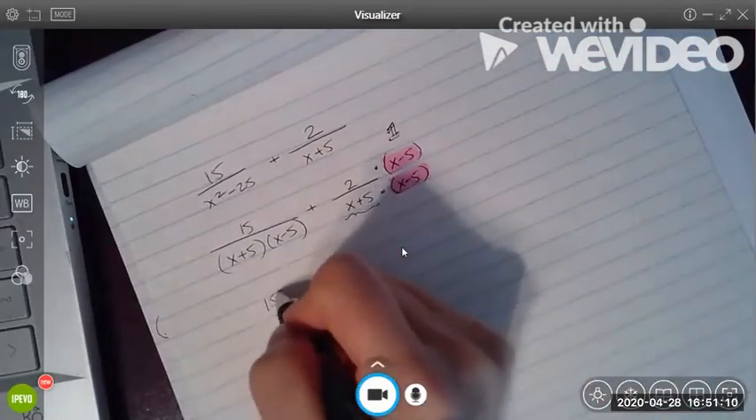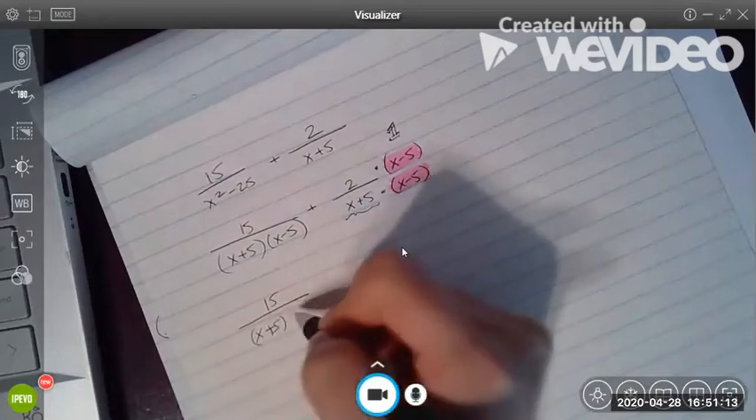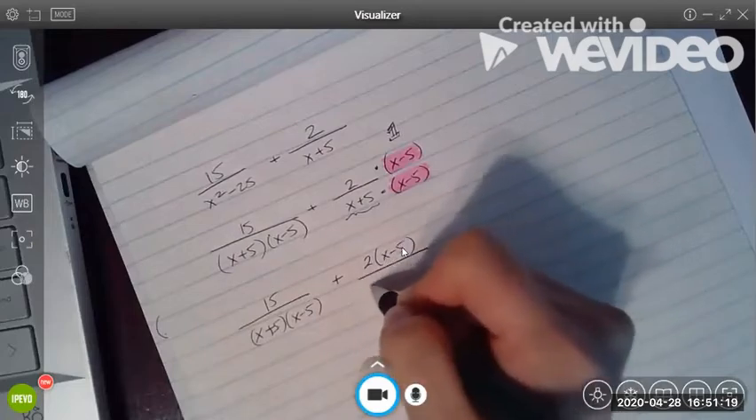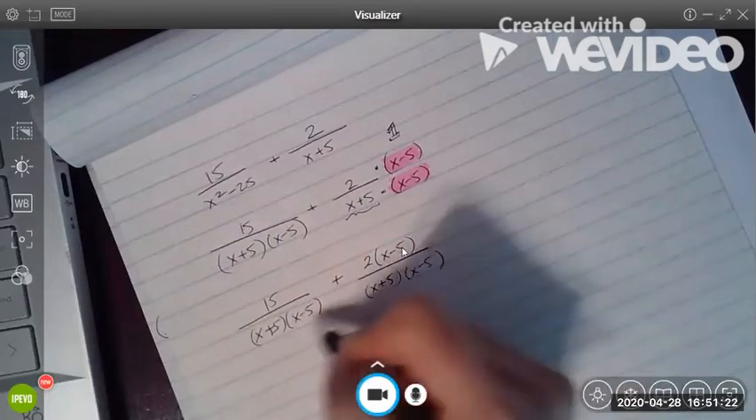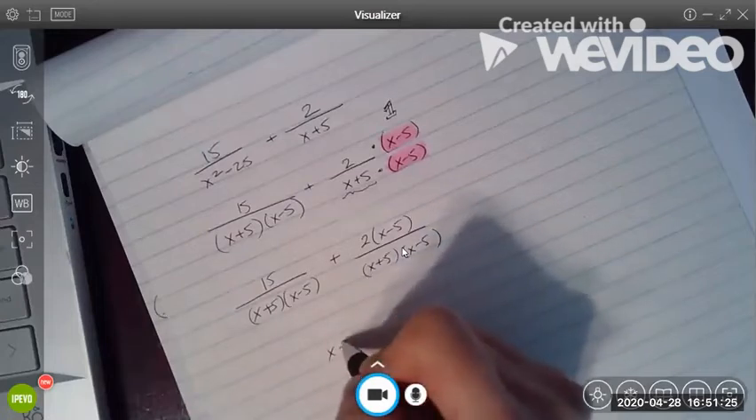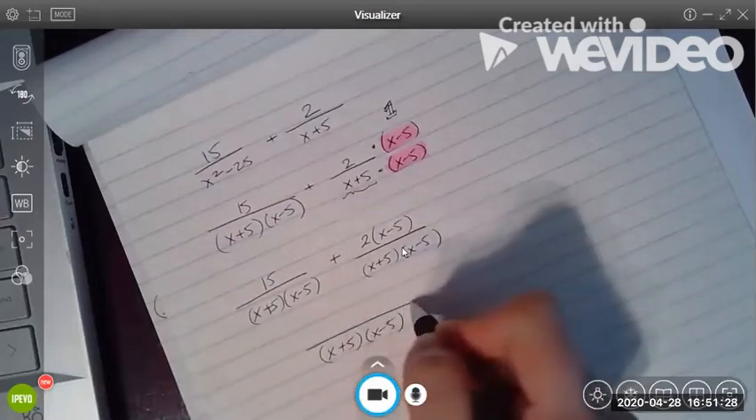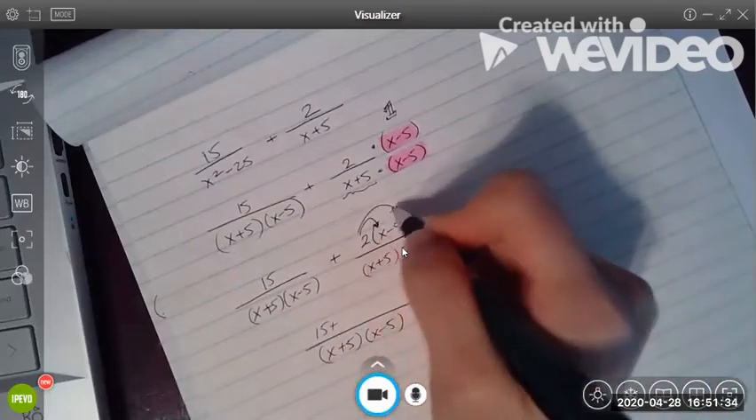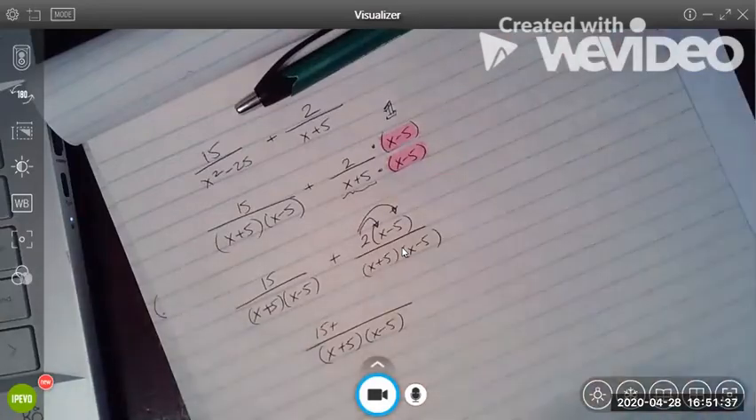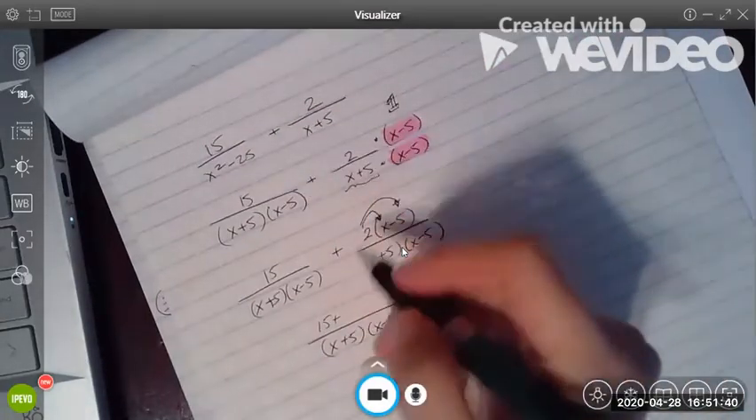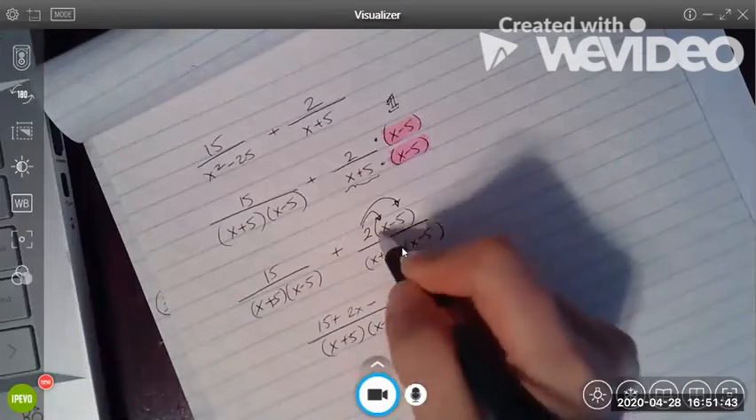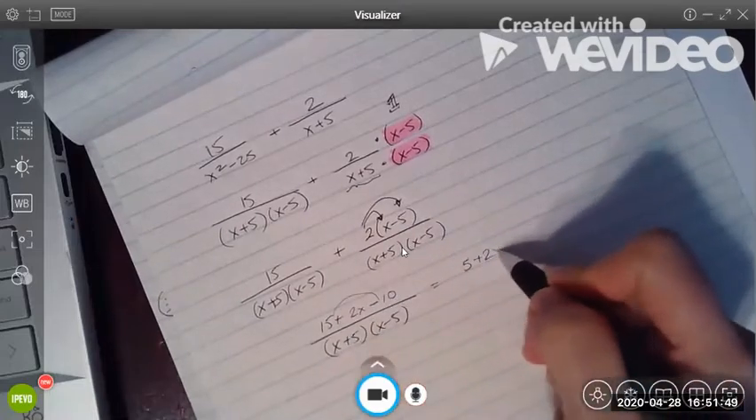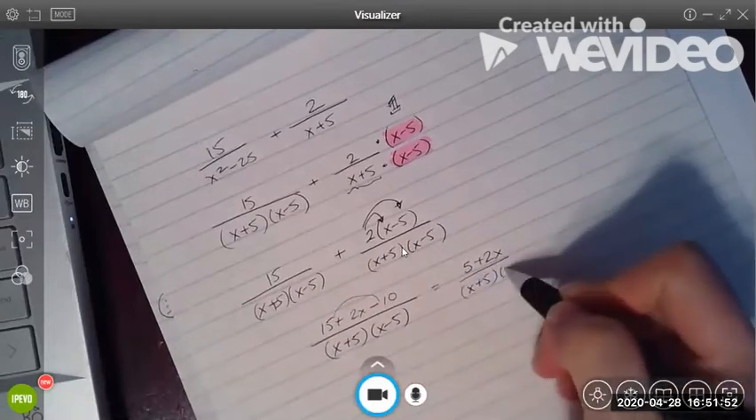So the first fraction stays the same, 15 over x plus 5, x minus 5. And the second fraction becomes 2 times x minus 5 over x plus 5, x minus 5. You'll see a lot of teachers actually just combine it at that step. So my new denominator has both pieces. My new numerator is 15 plus, and here's where your distributive property comes in, 2x minus 10. So my answer here is 15 minus 10, so 5 plus 2x over x plus 5, x minus 5.